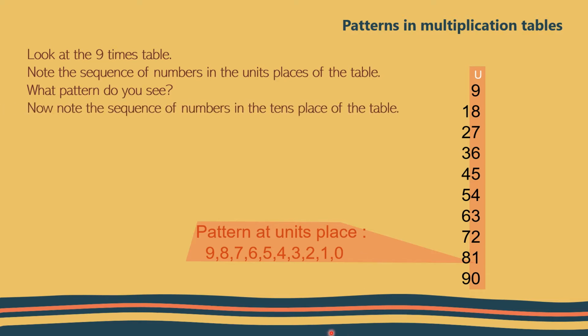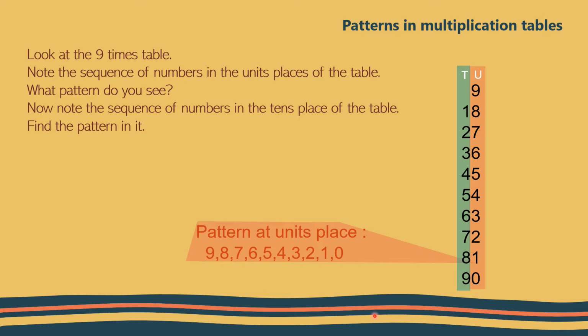Now note the sequence of numbers in the tens place of the table. Now we will see the tens place. Can you see here in blue color? This is the tens place. What type of digits can you see here? 1, 2, 3, 4, 5, 6, 7, 8, 9. Here each digit is 1 more than the previous digit.